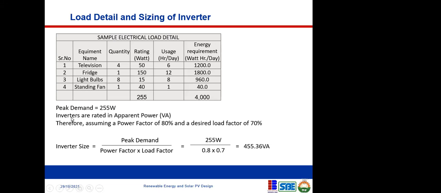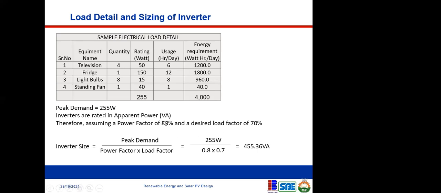now inverters. Now we all know that inverters are rated in apparent power. There are different kinds of power. There's real power, there's apparent power, and there's reactive power. So inverters are rated in apparent power, the same way your generators are rated in apparent power. That is kVA, but I'm using VA, that's volt-amperes in this case. So therefore, assuming a power factor of 80, of course, we know that if you need to convert from apparent power to real power, you have to apply a power factor.